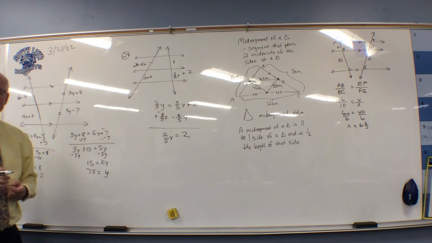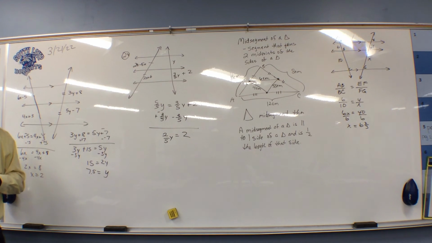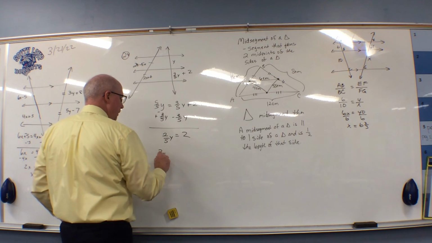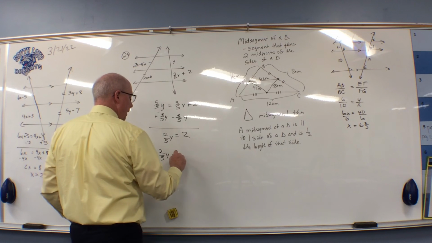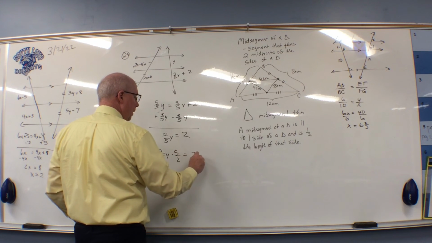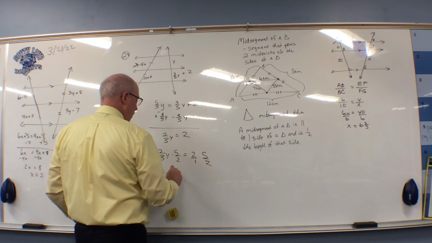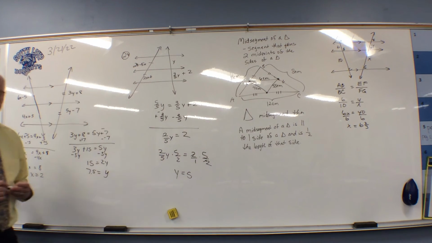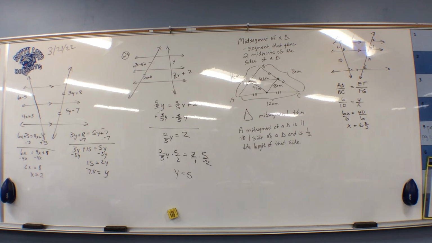Now, how do I solve this? Just remember, you multiply by the reciprocal. 2/5 y times 5/2 equals 2 over 1 times 5/2. And I get y equals 5. Okay? And I'm gonna stop there because I'm gonna let you solve for x.